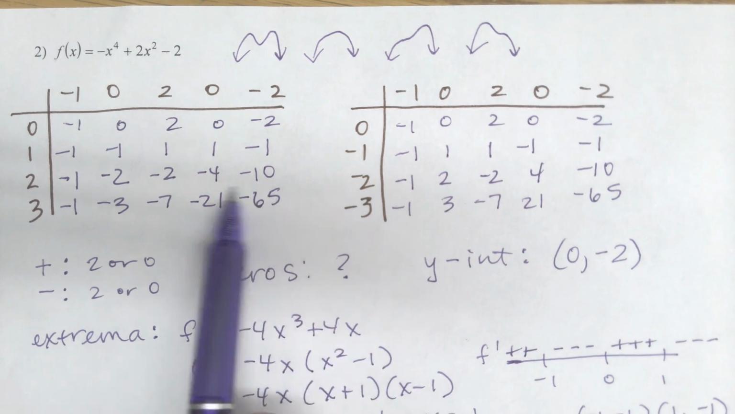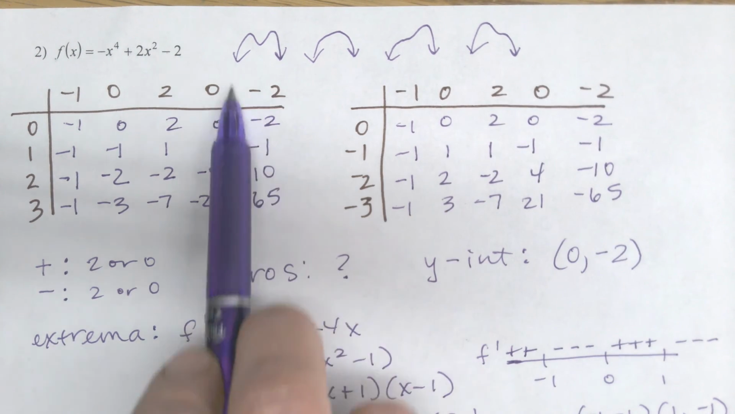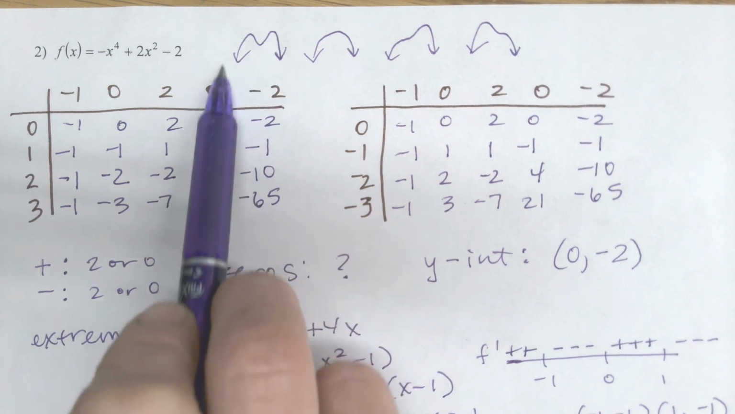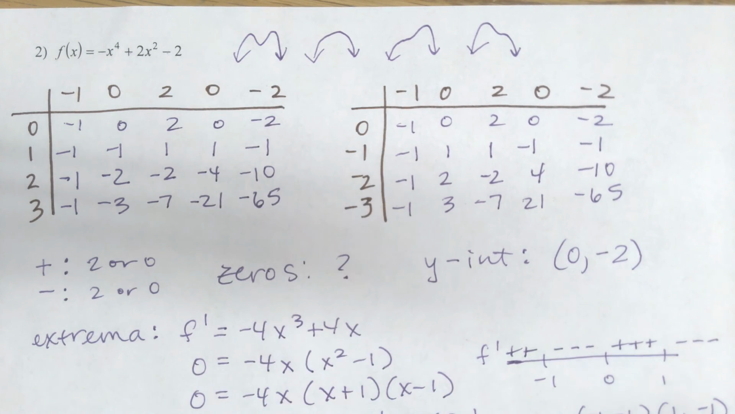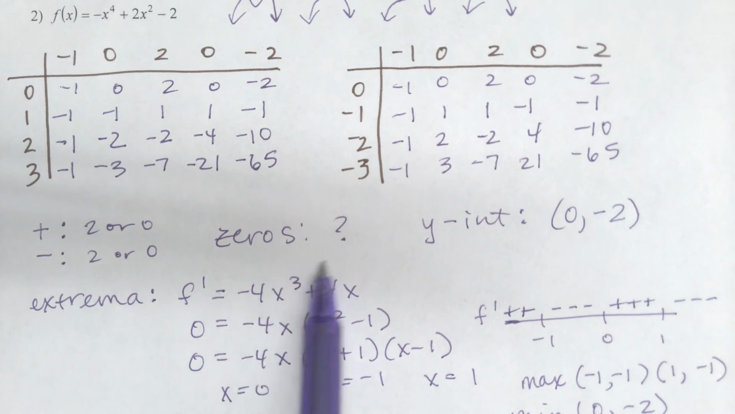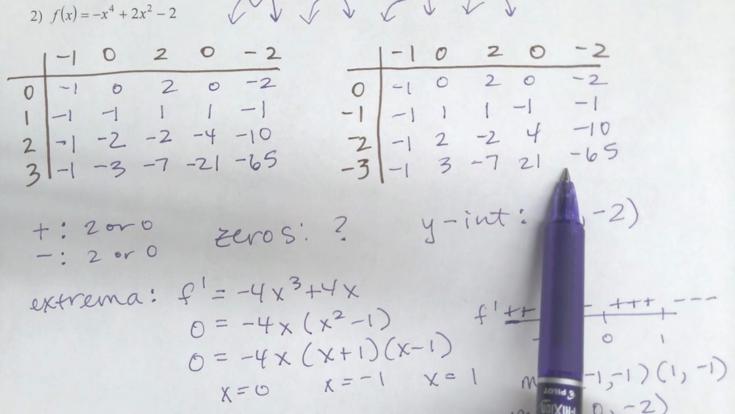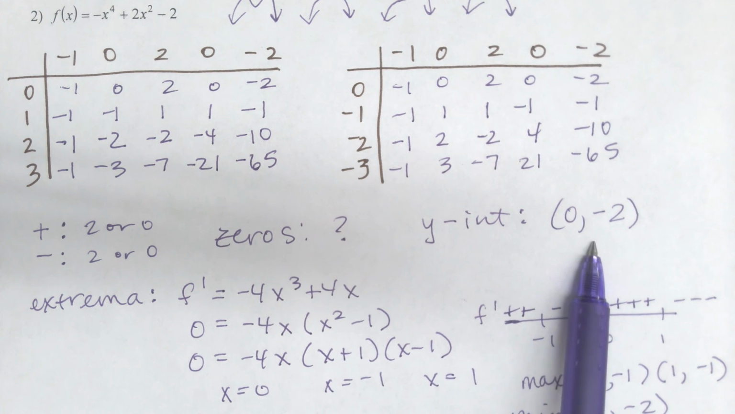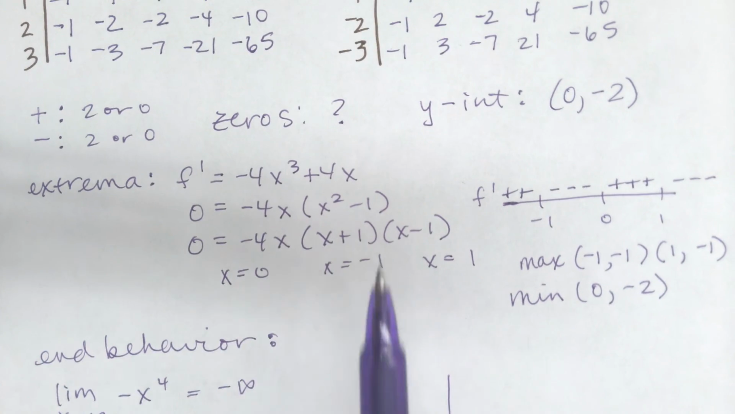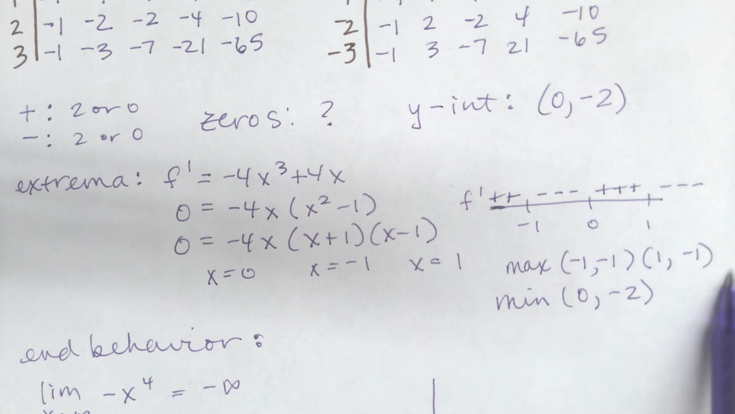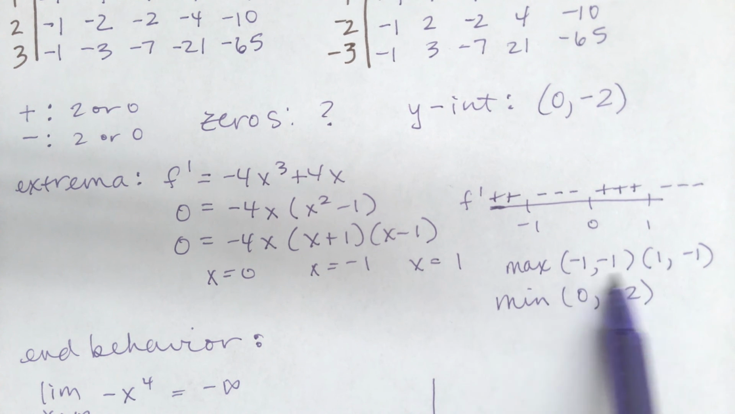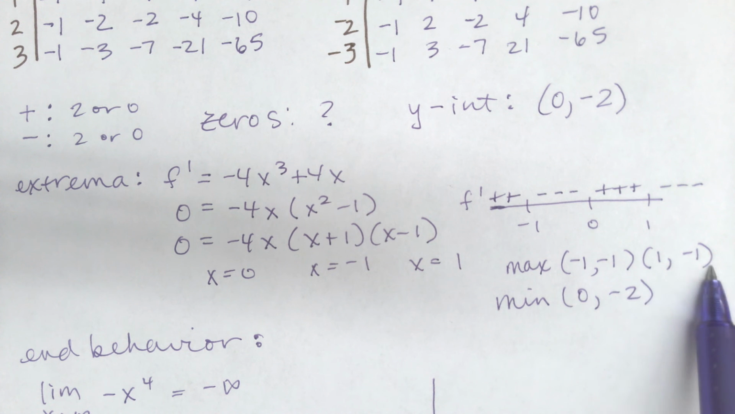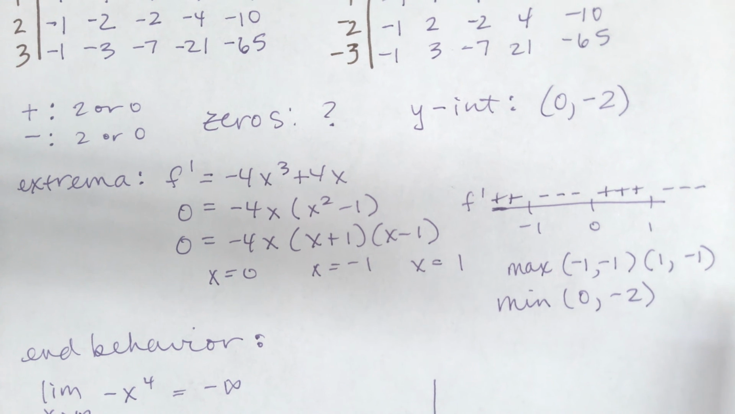When I make my table, I see very, very symmetrical pieces, so I'm assuming it's going to be this first one. I wasn't able to find any zeros, so I just passed that because nothing showed up in the chart, but I did get a y-intercept, and I was able to find some extreme values, and actually they came out really nice. I had my max at (-1, -1) and (1, -1), and a min at (0, -2).